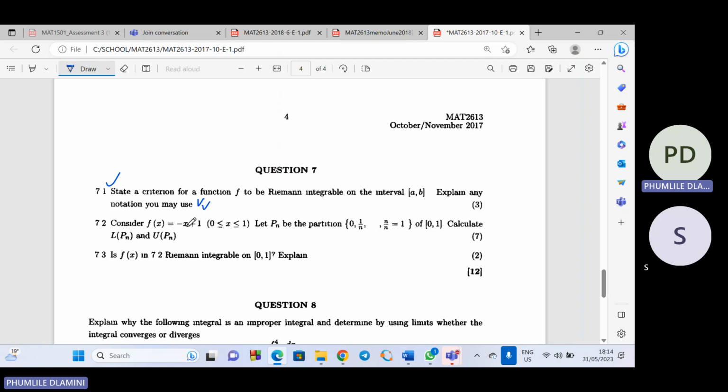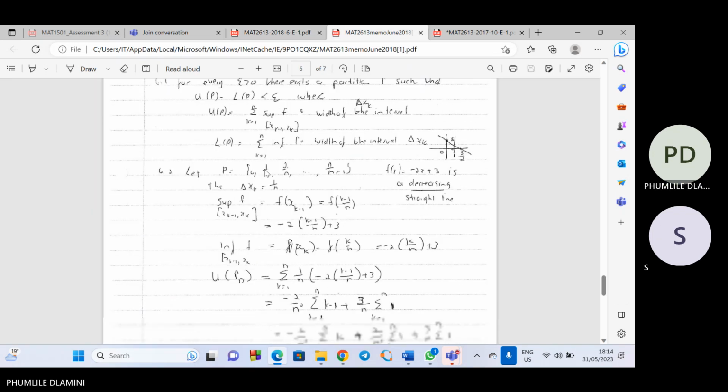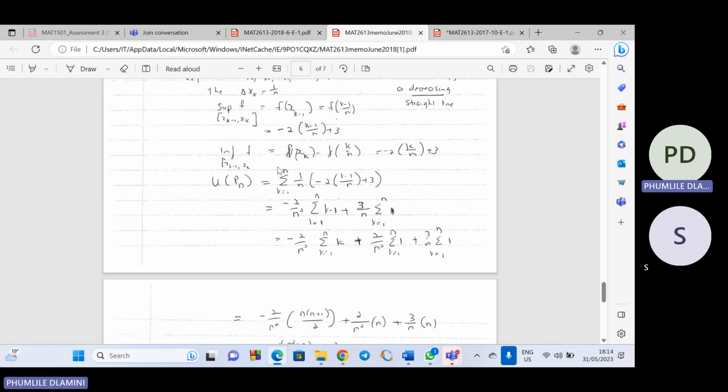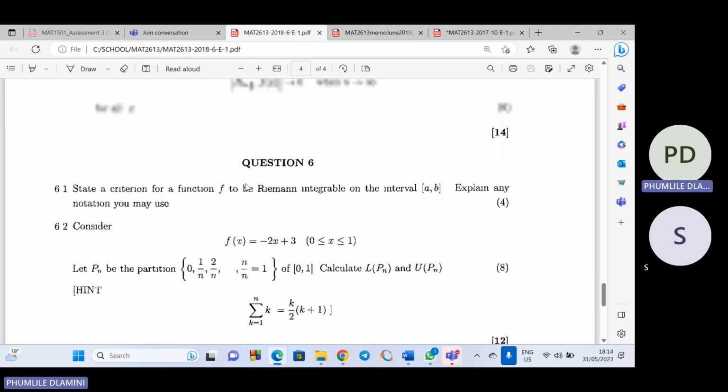And then consider f of x equals minus x plus 1. Let Pn be, calculate U and L, and we use the same process. Should we do it? Because it's still going to be the same as this question. There is nothing different between this question which we're doing, and you also have this memo for this question. You just do the same thing there. You copy where there are those values, where there is minus 2x, you only substitute with this value. Where is it?